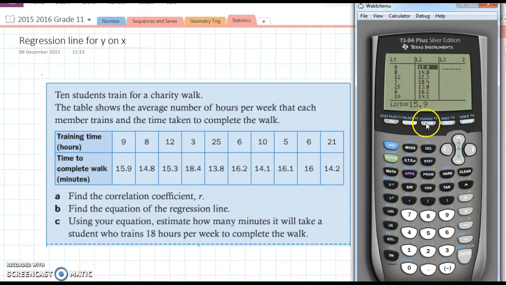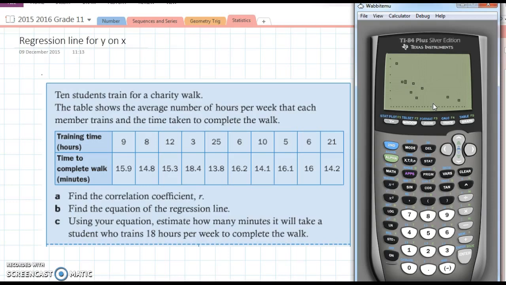Okay? And I can just turn my stat plots on. Okay, so it's on and it's going to do a scatter graph. I'm going to make sure I don't have anything else there, so I can just go ahead and ZoomStat. And there are my data points. So it looks like I have a negative correlation, right?